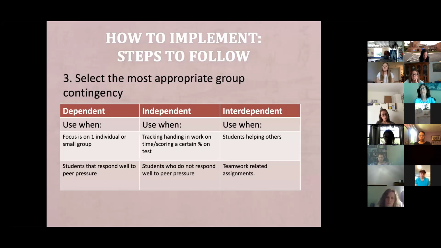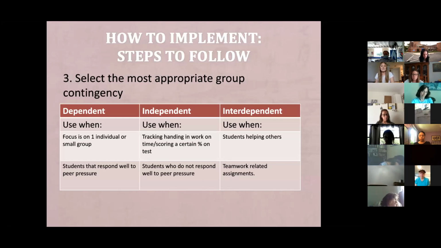So now, instead of gaining their peer attention negatively by calling out, you could say the reward is the whole class gets 10 minutes of iPad time at the end of the period. And we know how much kids love their time on their electronics. So now the student who's calling out, the fate of iPad time rests on his shoulders.